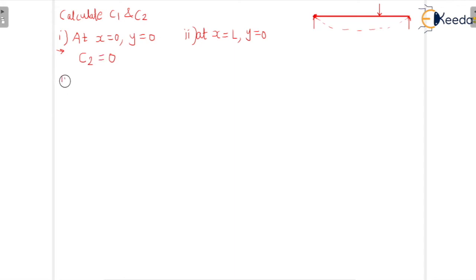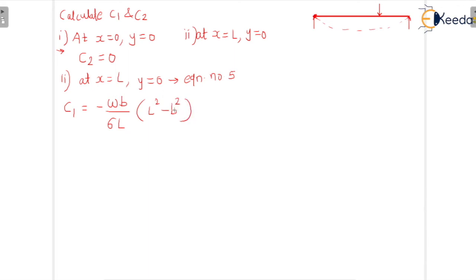Now using the second boundary condition, at x equal to L, y is equal to 0. Again substitute this in equation number 5. When we substitute these values, we arrive at C1 is equal to −Wb/(6L) (L² − b²). Let us call this equation number 6.